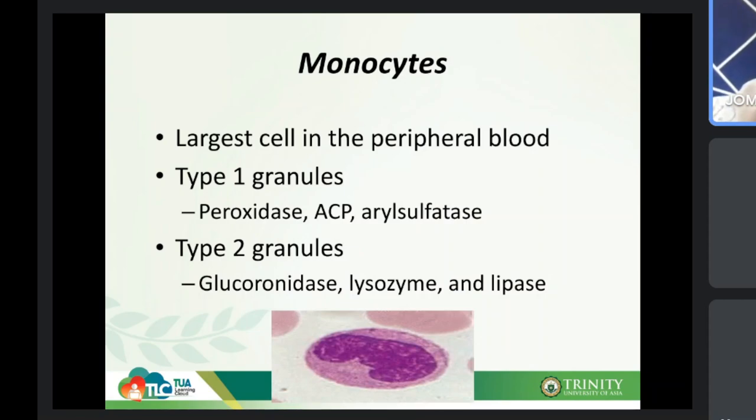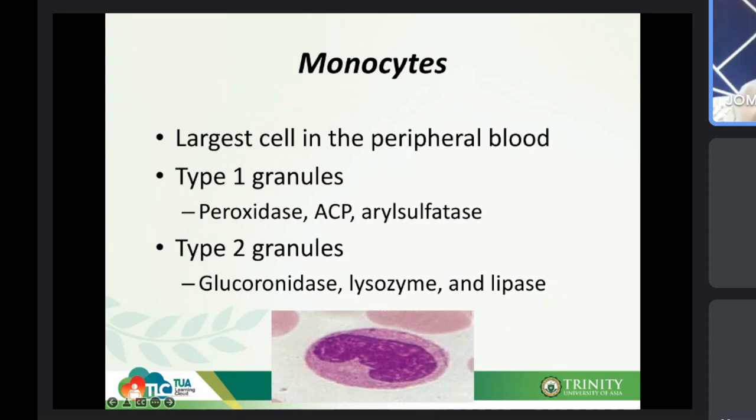So aside from type 1 and type 2 granules, they also have your leukotrienes. Your leukotrienes are a newly identified class of compounds among your monocytes that help mediate the inflammatory function of all of your leukocytes. So your leukotrienes are like an activator of your WBC, especially in times of infection. Now, before I move forward to macrophage, I want to highlight your lipase.